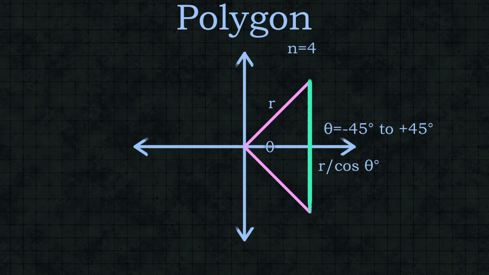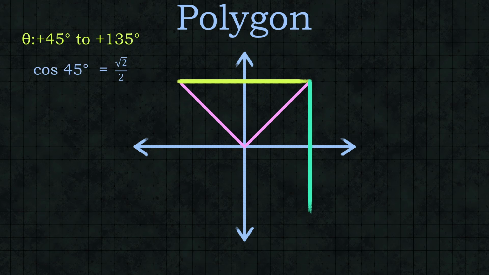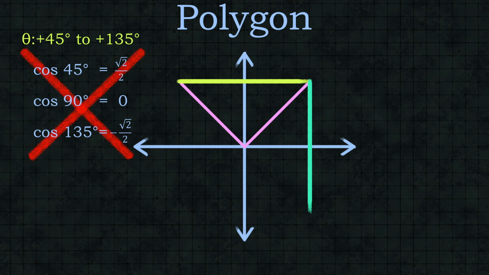Now, this will be useful in creating a square, which is where the number of sides of the polygon is equal to 4. When we go to make the second side of the square, you can see that just dividing by the cosine of theta doesn't work. So, for instance, cosine of 45 degrees is square root of 2 over 2, which is okay. But then the cosine of 90 degrees is 0, and the cosine of 135 degrees, which is the far side over here, is minus square root of 2 over 2. So that is not going to work.